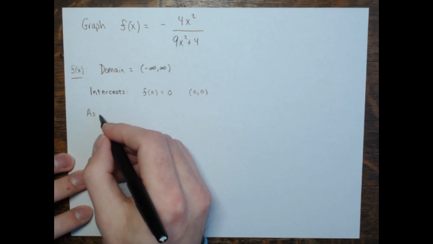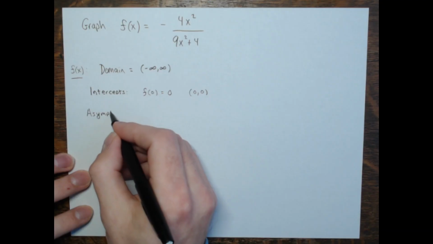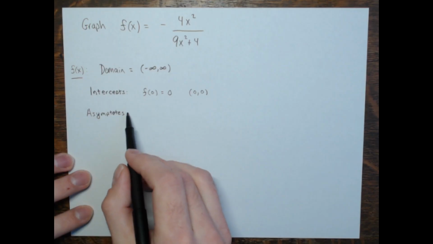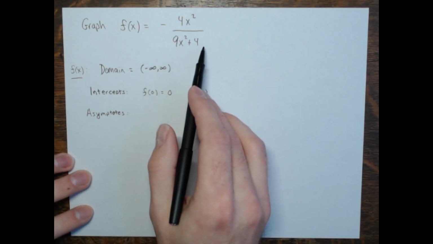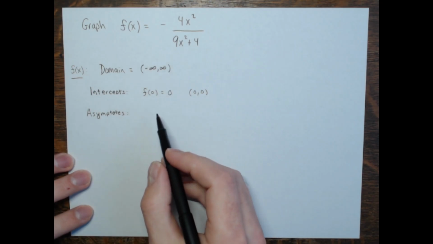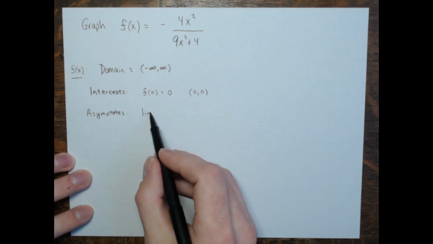Any asymptotes? Now, I already mentioned the domain's all real numbers, right? So there's no vertical asymptotes. Nothing makes the denominator 0 here. So there's no vertical asymptotes. But see if there's any horizontals.